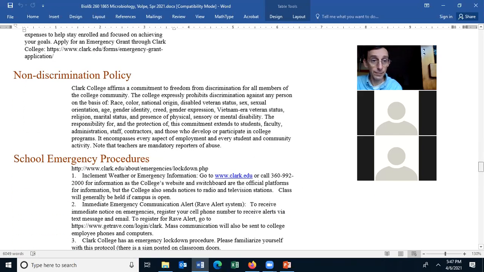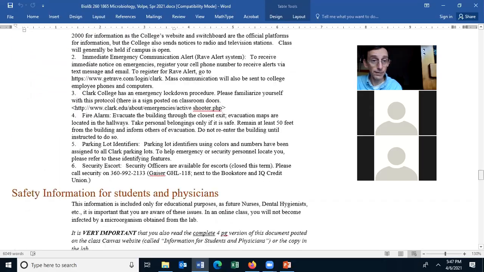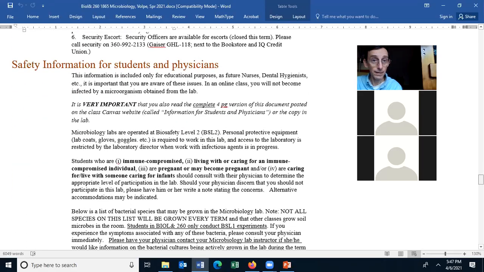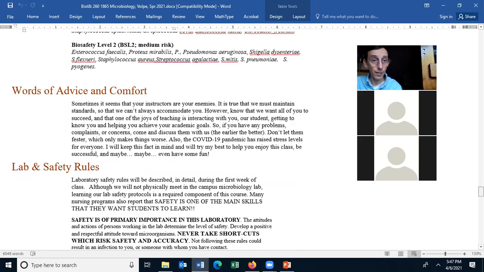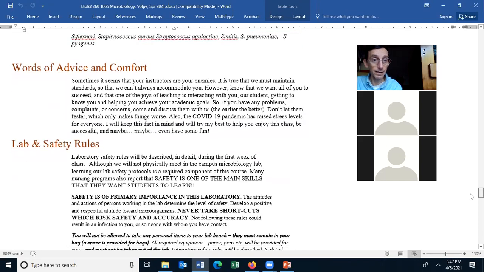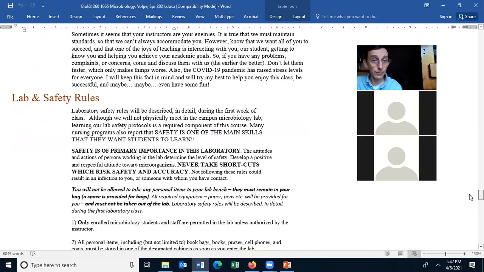Read about the non-discrimination policy, school emergency procedures, safety information, words of advice and consent, lab and safety rules. You do need to know these, but I'm not going to go over them, and I'll go over them briefly in the lab.